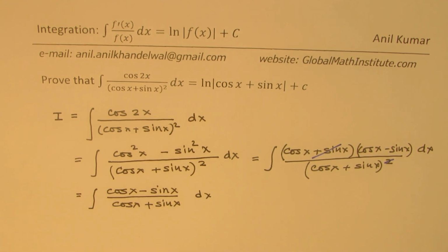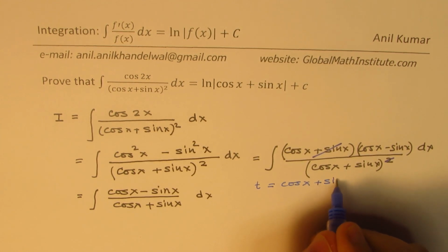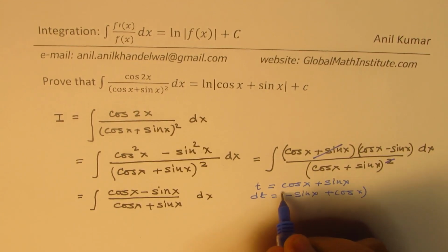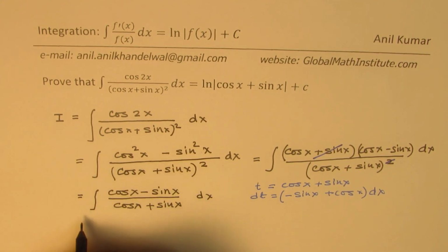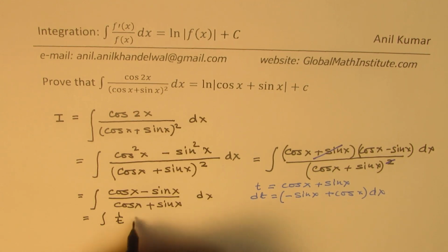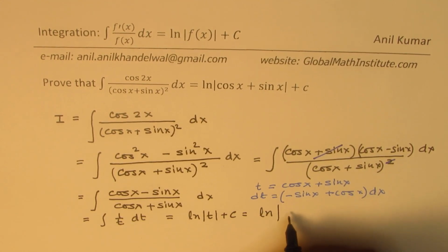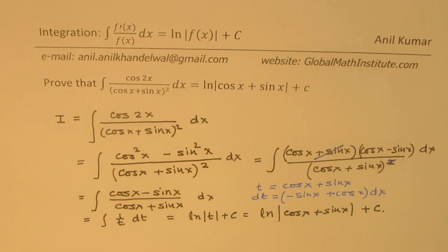and therefore we can again write down the answer as we had been doing earlier. Correct? So now if I substitute t equal to cos x plus sin x, in that case dt is minus sin x plus cos x dx, which is cos x minus sin x dx. And therefore I can write down this integral as 1 over t dt, and that is ln absolute value of t plus c, or it is ln absolute value of cos x plus sin x plus c. Correct? So we have shown that the integral of the given function is ln absolute value of cos x plus sin x plus c. So I hope these steps are absolutely clear.